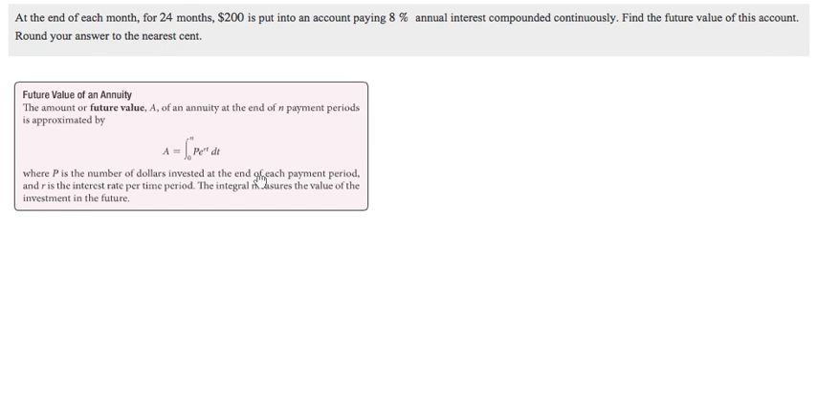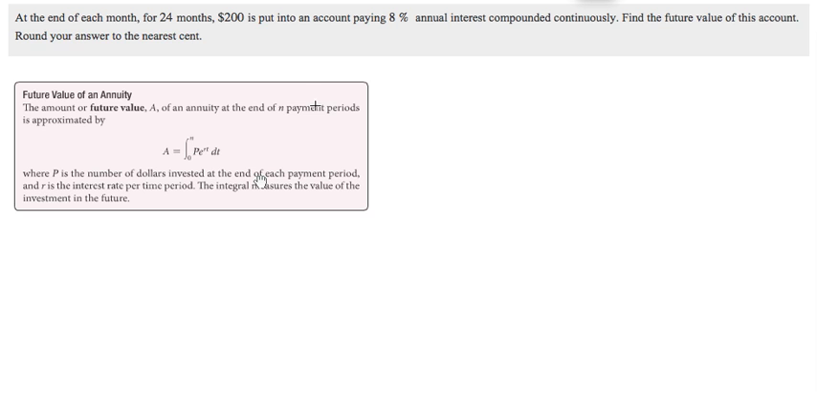So in this problem, we are dealing with an annuity. At the end of each month for 24 months, $200 is put into an account which pays 8% annual interest, but it's compounded continuously. So we want to find the future value of this account and round to the nearest cent. Okay, so there's a small trick to it, and that's with the interest rate here.